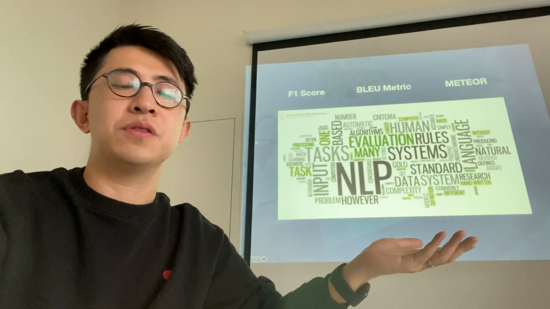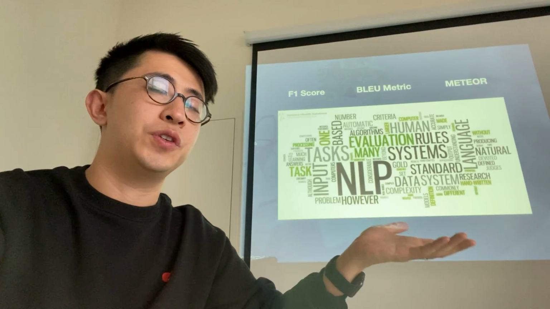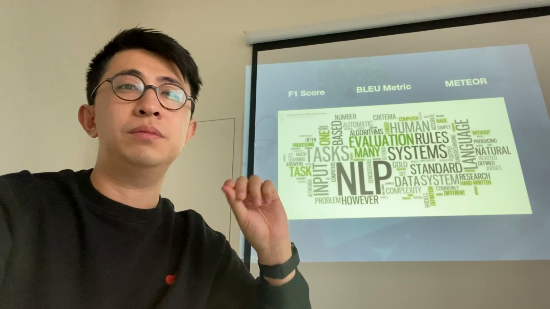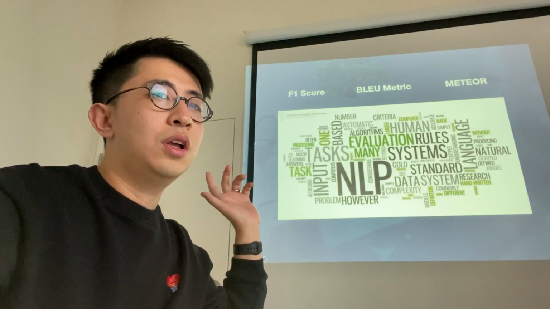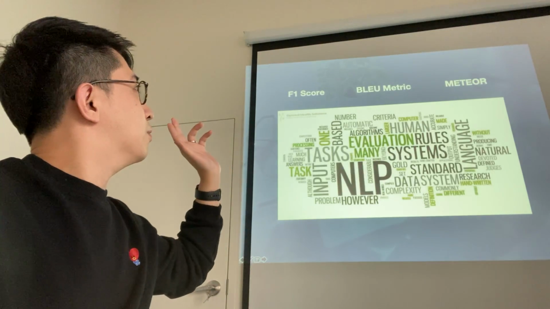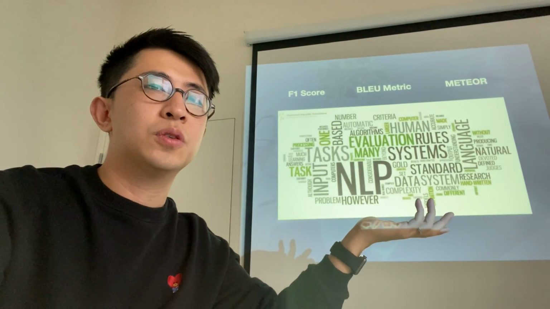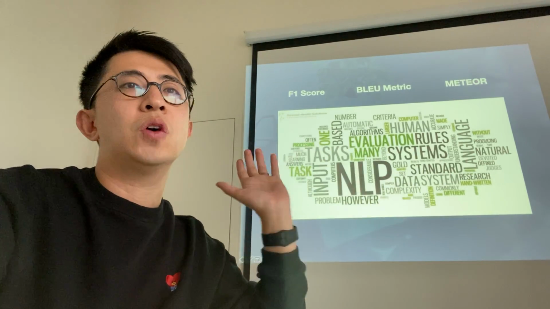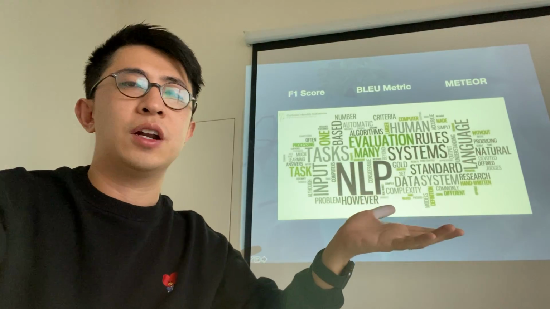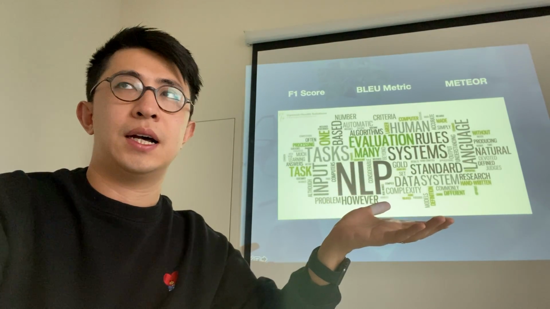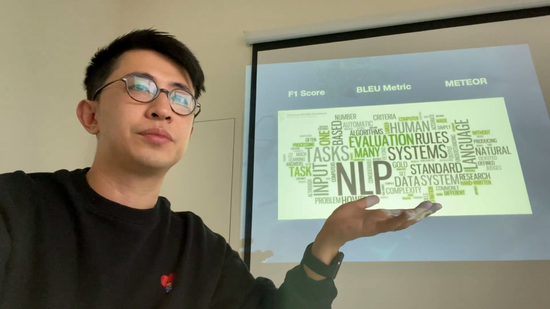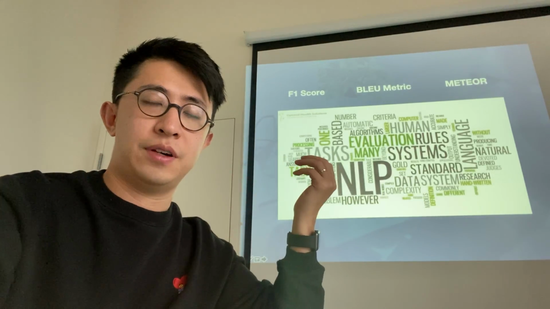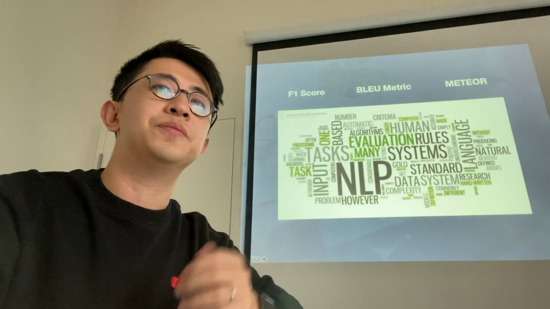Firstly, I will introduce some traditional methodologies that we use to evaluate a dialogue system or conversational system. The first one is called the F1 score, the second one is called the BLEU metric, the third one is METEOR. Those methodologies are very good for tasks like machine translation. However, in terms of dialogue systems, this kind of method is not working very well.